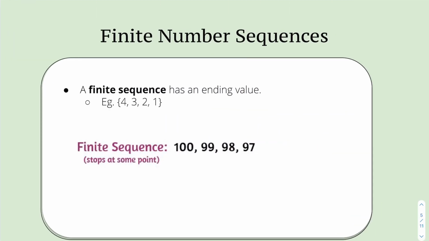Now we go to finite number sequences, and hence the name. A finite number sequence has an ending value. So a finite number sequence has an ending value, and this ending value is 1. So we can write ending value. And in the example, we have 99, 98, 97, and there's no ellipsis and no other numbers. So this too is the ending value.